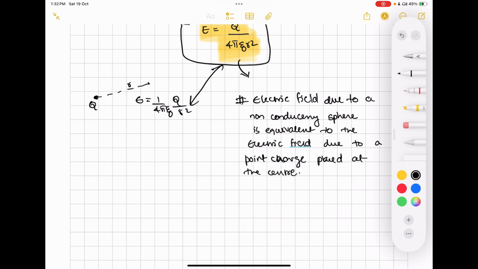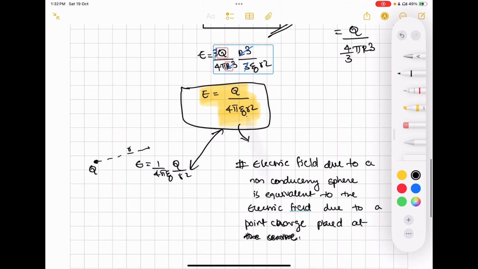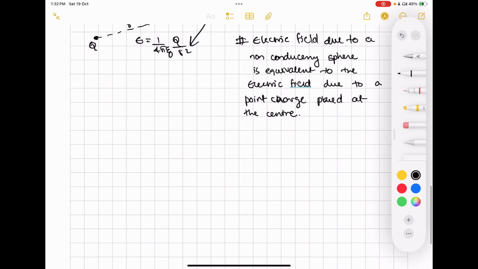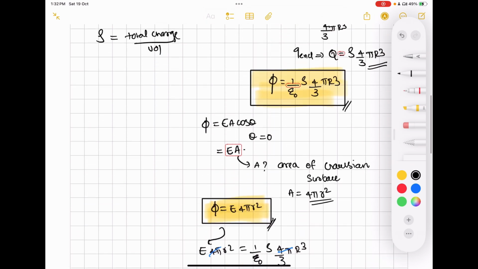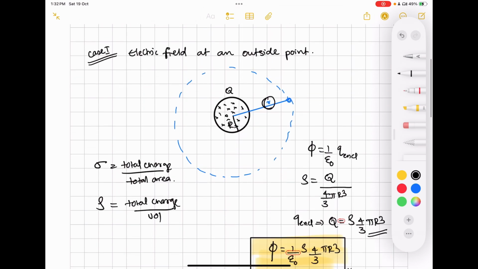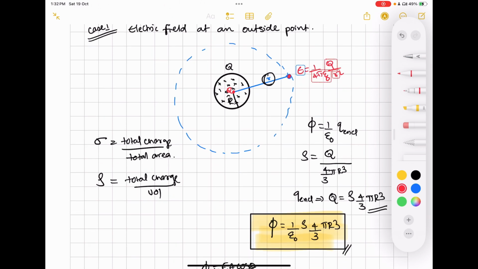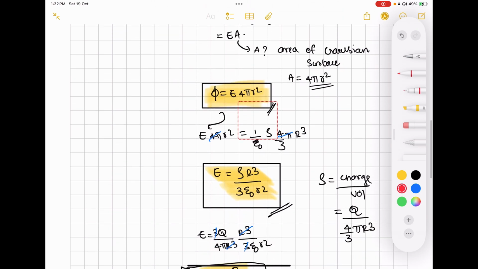That is, from the center to the point we have the distance r. Suppose we have a point charge q here, what will be the electric field at this point? Electric field is equal to 1 by 4 pi epsilon 0 q by r square. This is the same electric field we will get if we have a solid non-conducting sphere of net charge q at this point. So that's it.